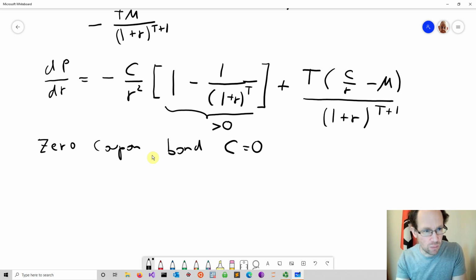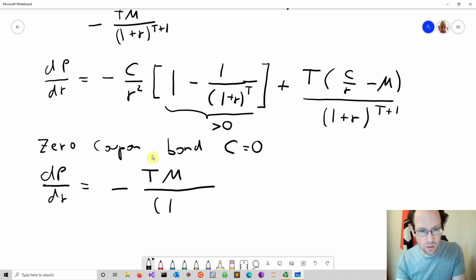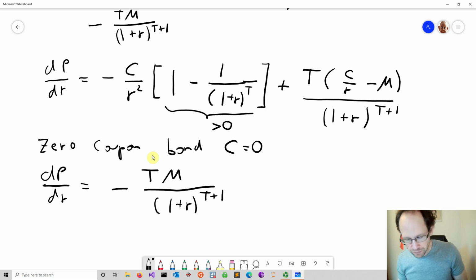Good, so what can we say about the duration? Obviously, if we just set c equal to 0 in the above equation, the first term drops, the second term simplifies to minus t m for the principal, and then 1 plus r to the power of t plus 1. So that would be the duration for a zero coupon bond.